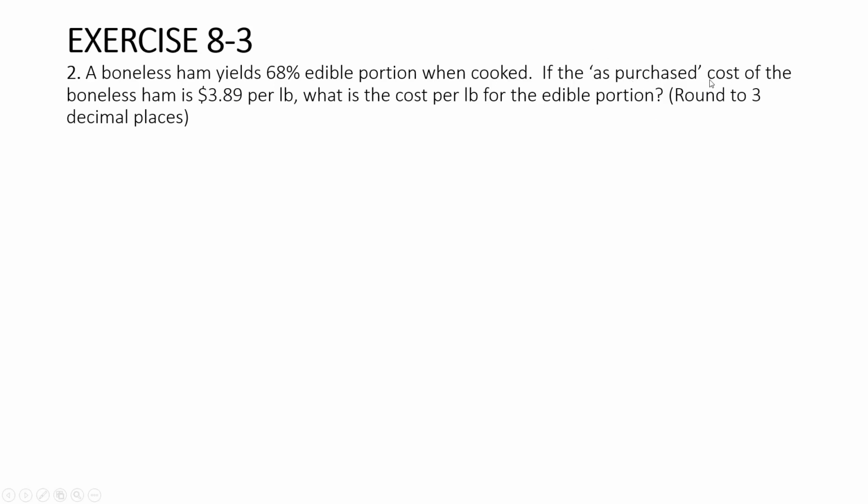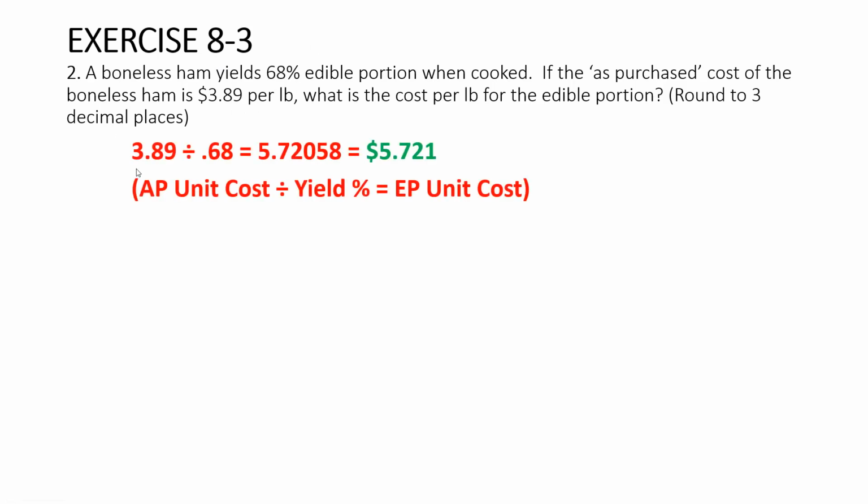If the AP cost of the boneless ham was $3.89, let's find the cost per pound for the edible portion. In other words, we're looking for the EP unit cost. Again, we're looking for costs, so we're going to use the formula. The formula says you take the AP cost and divide it by the yield percent. The AP cost of $3.89 divided by the yield percent, 68%, gives us $5.721, rounded to 3 decimal places. So again, the AP unit cost divided by the yield percent gives us the EP unit cost.